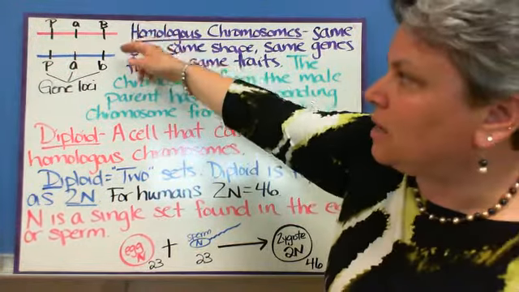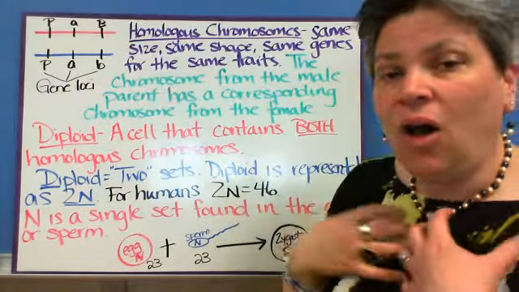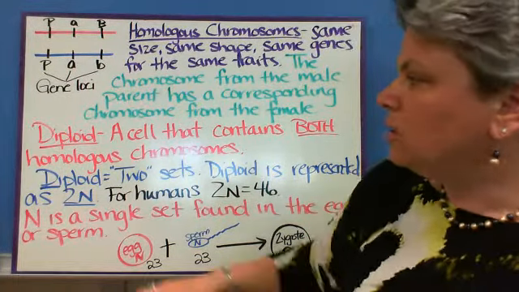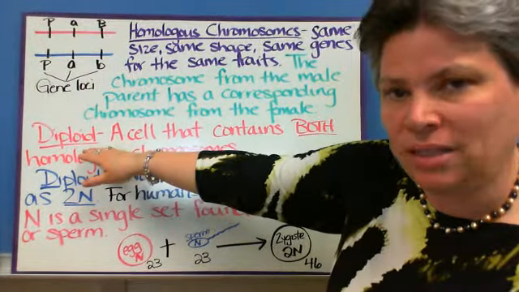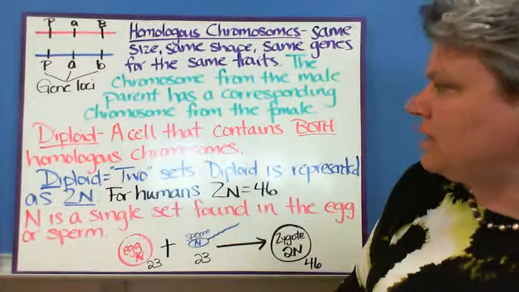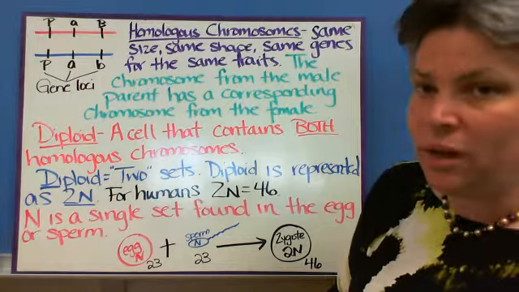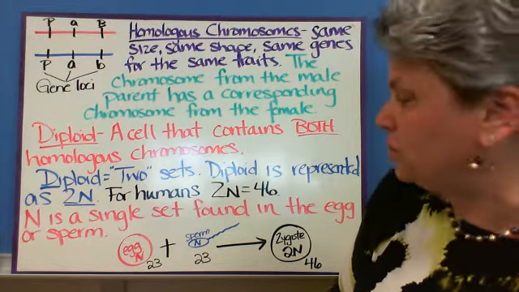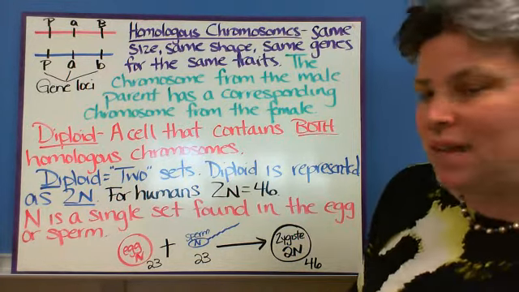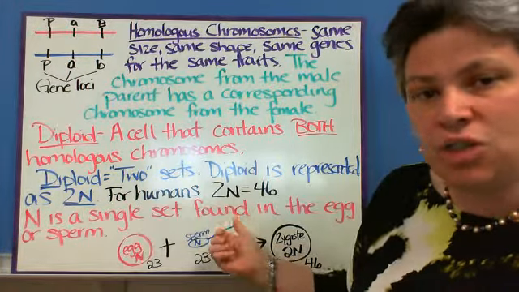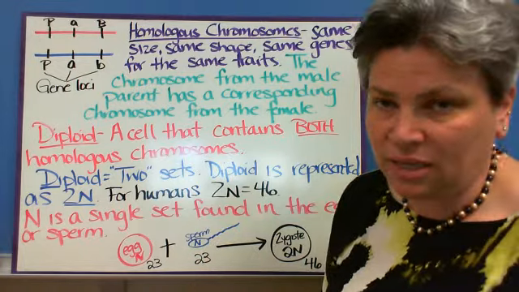In this case, because we got both of them, all of our cells have both of those chromosomes. So we call those diploid cells. It's a cell that contains both of the homologous chromosomes. Diploid means two sets, di means two. So diploid is represented as 2n. And for humans, the 2n number is equal to 46.